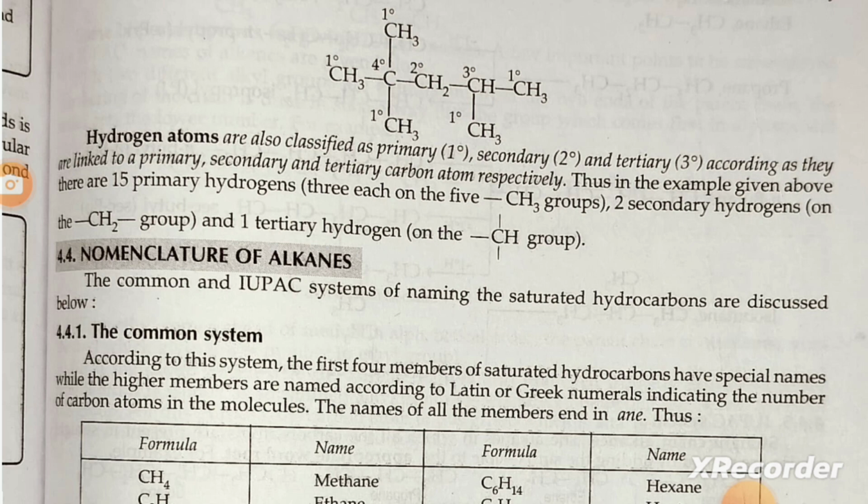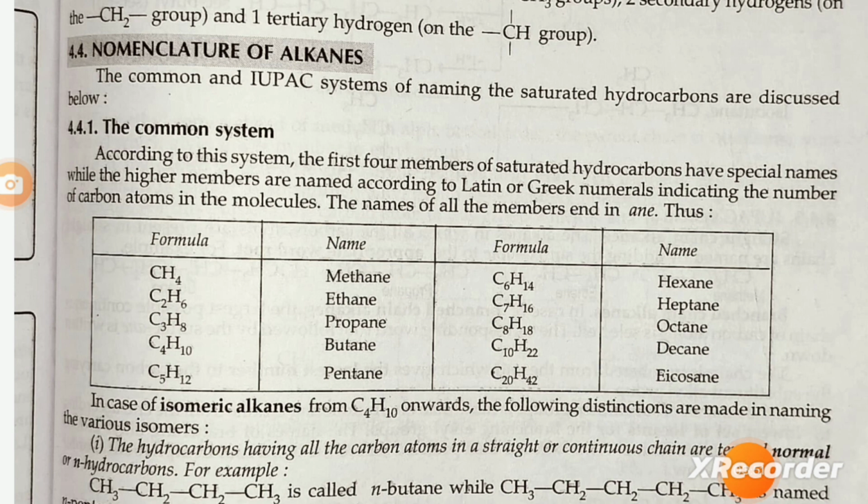Nomenclature of alkanes. The common and IUPAC systems of naming the saturated hydrocarbons are discussed below. The common system. According to this system, the first 4 members of saturated hydrocarbons have special names while the higher members are named according to Latin or Greek numerals indicating the number of carbon atoms in the molecule.